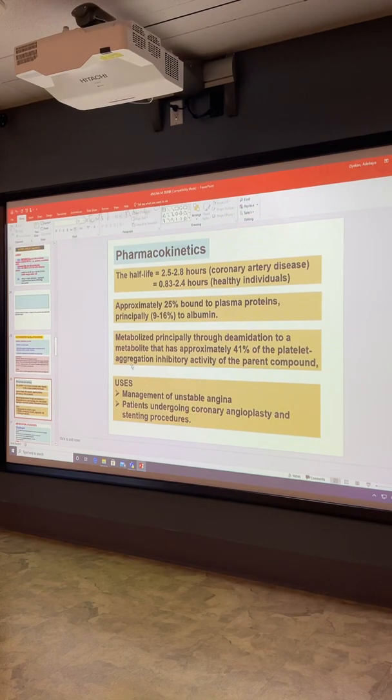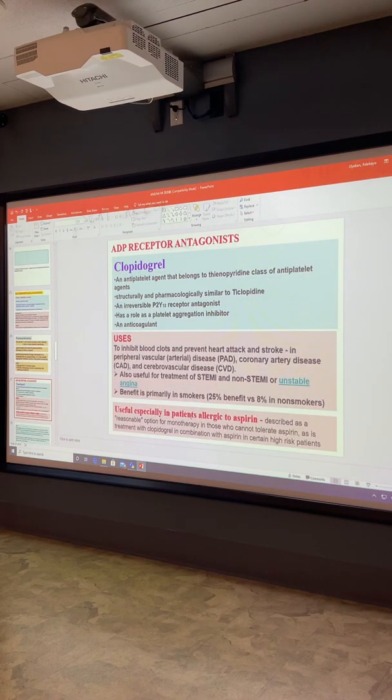With respect to pharmacokinetics, I won't bore you with that, but what are the uses? It's used for the management of unstable angina, and don't forget, unstable angina is one of the subclasses of acute coronary syndrome. It's also useful in patients undergoing coronary angioplasty and stenting because they are good at preventing platelet aggregation. Don't forget, in stenting and coronary angioplasty, you're introducing a foreign surface that can affect the endothelium and bring about some injury to it. So you go for a GP2B3A receptor antagonist.